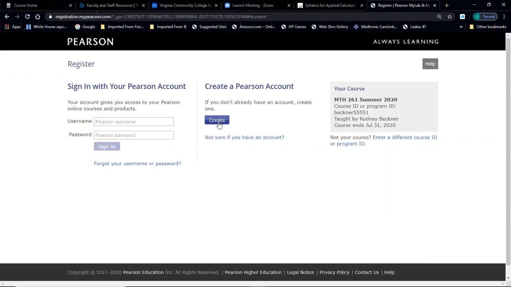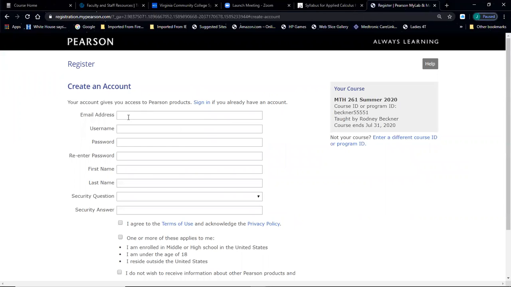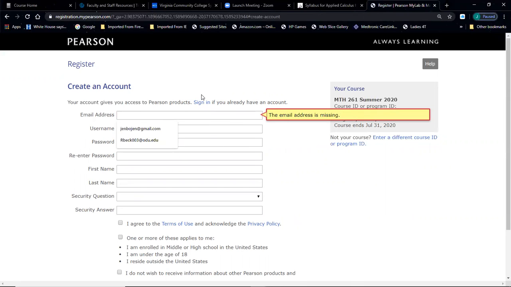If you've never used MyMathLab before, any MyLab before, you'll go to create account. Email address. I highly suggest you use your TCC email address. Make sure that you get it correct. It's something like... why is it not letting me type? jbob@email. Well, it has numbers too.